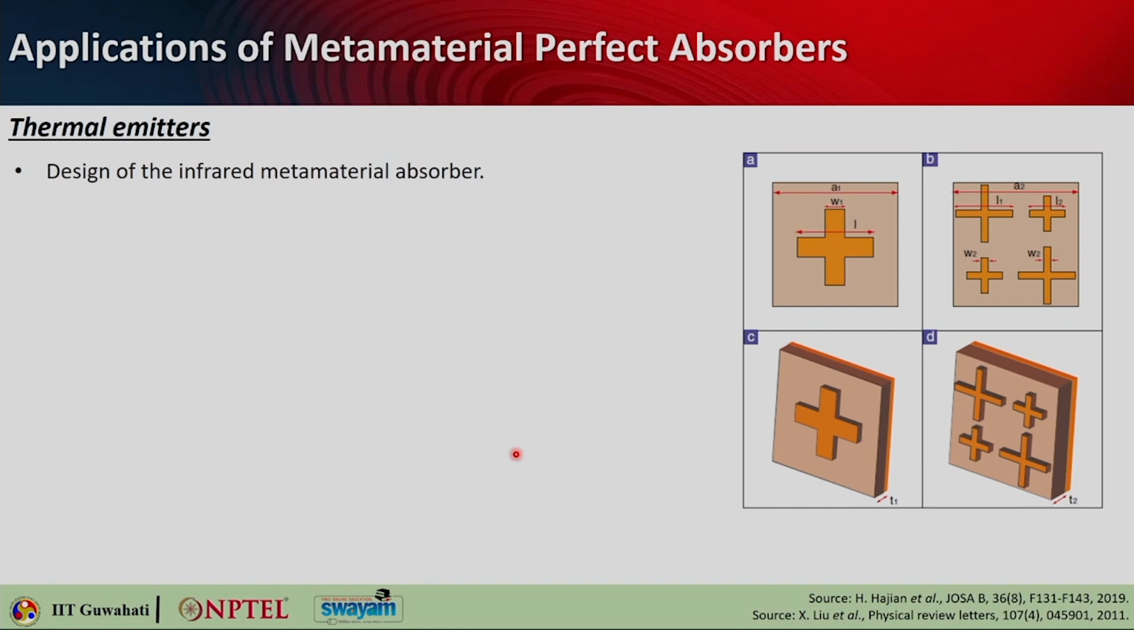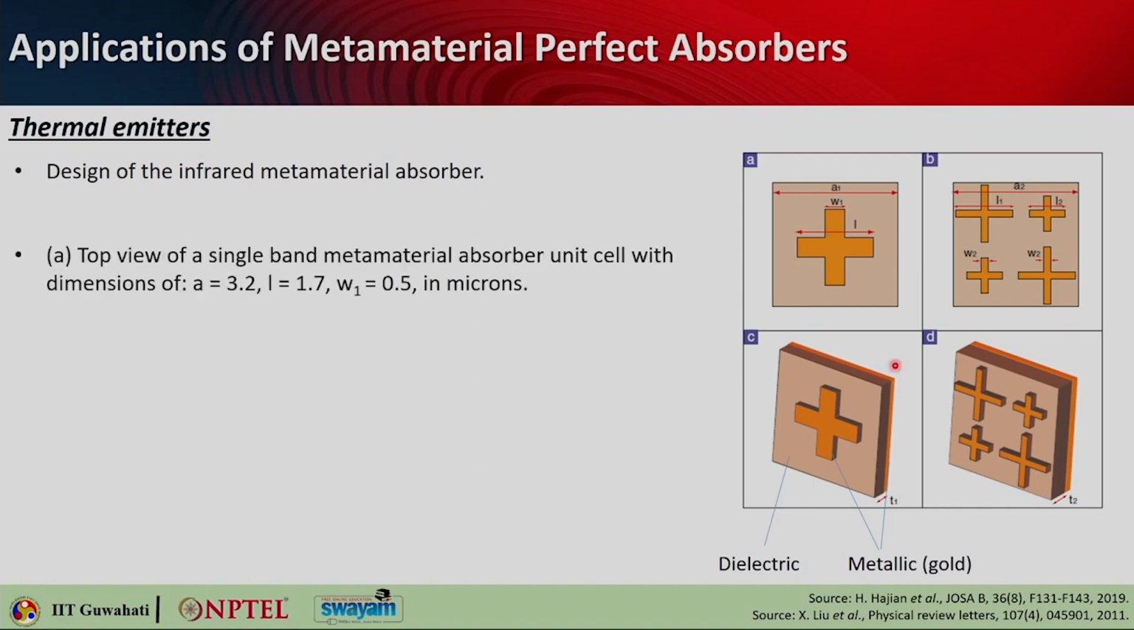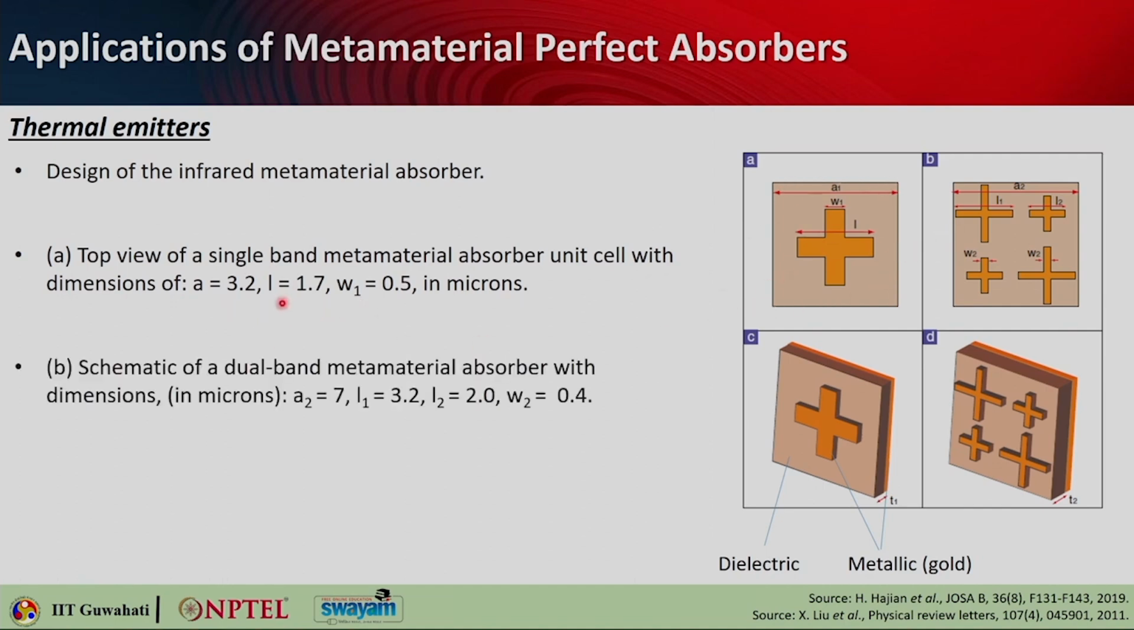So, here is one design of an infrared metamaterial absorber that will also work as a thermal emitter. We will see that. Here is the structure. First you start with a plus kind of structure. This is a metallic, gold structure on a dielectric, and on the back side you have another gold layer. This is the top view of the single band metamaterial absorber, and these are the dimensions; all are in microns here, length, width, periodicity all are given.